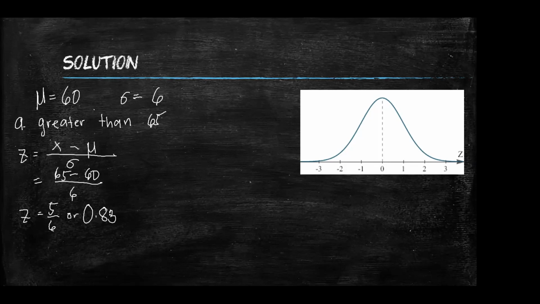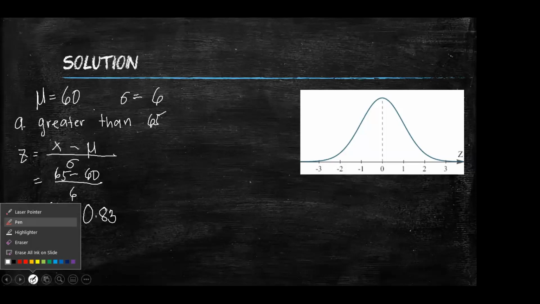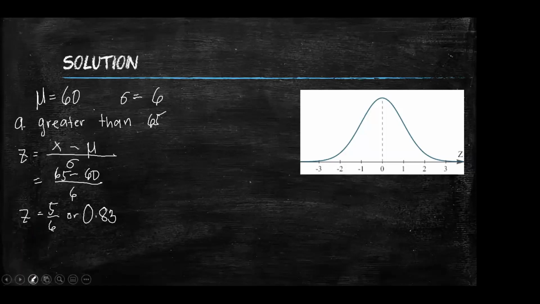Next step, yun yung first step, hahanapin si z-score. Second step, okay, i-graph kung saan si 0.83. Okay, so i-graph natin saan banda si 0.83. Sige, highlighter na lang, no? Okay, so 0.83 based dito sa curve natin.